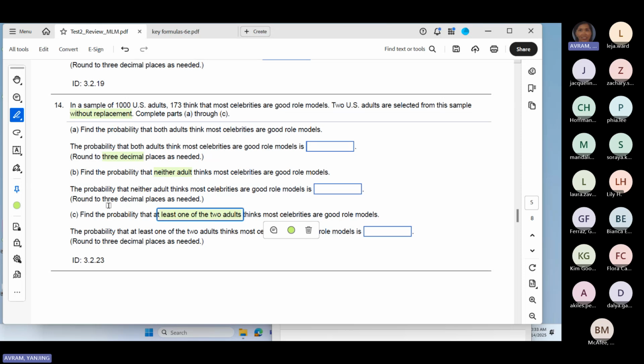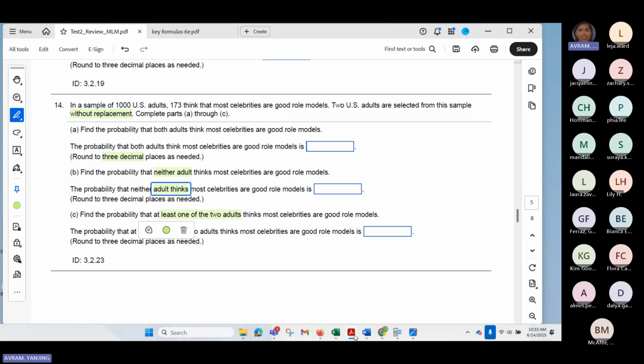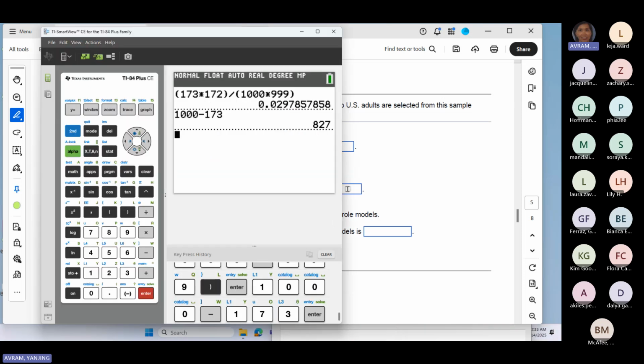And actually, this one is a complement of neither one of them thinks they're good role models. Neither one of them. Okay, it's a complement. So if you calculate B, you can just use 1 minus B, which will give you C. So let's go ahead and calculate what our B was earlier.